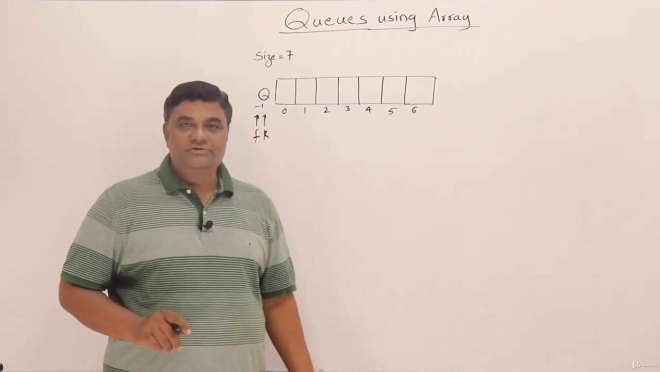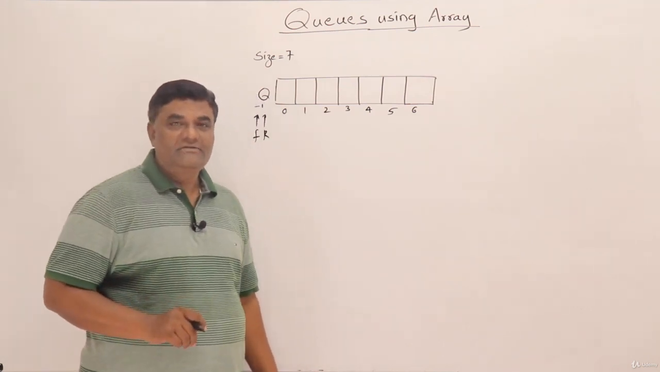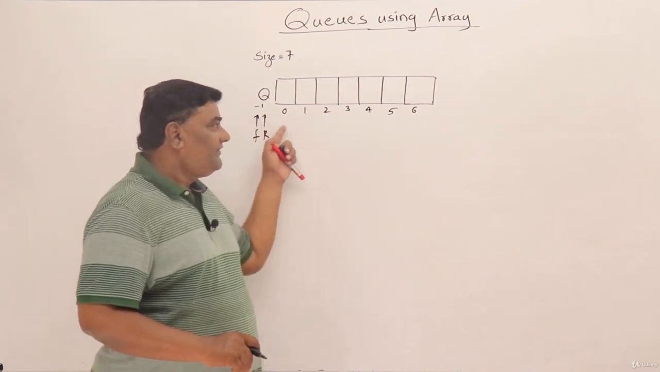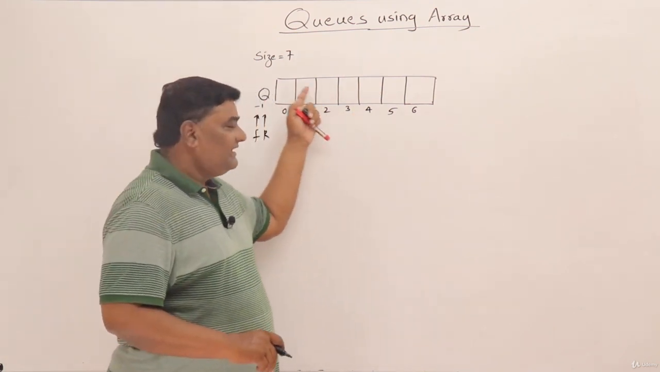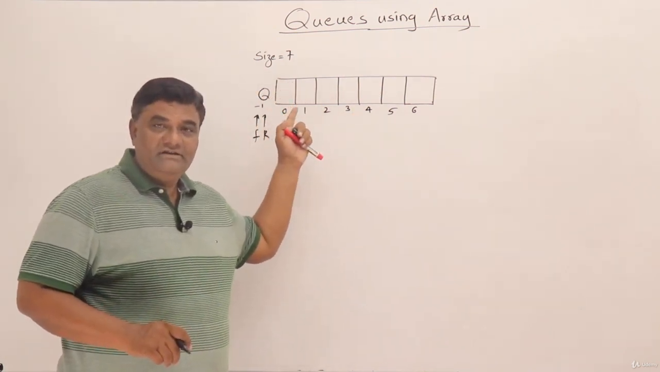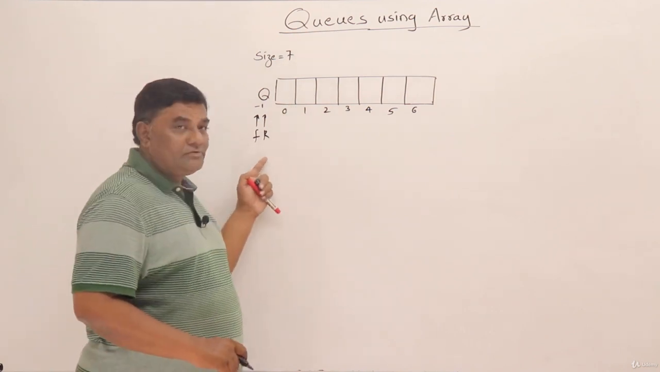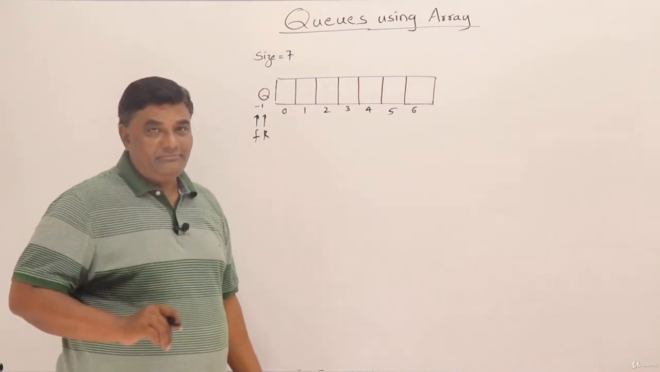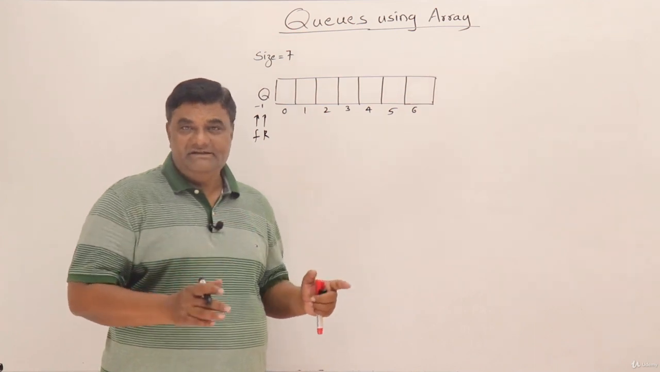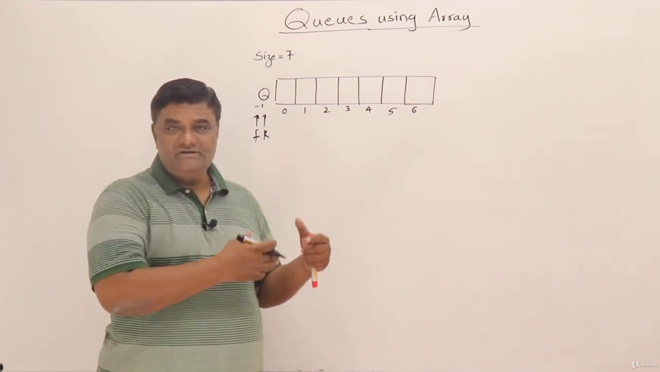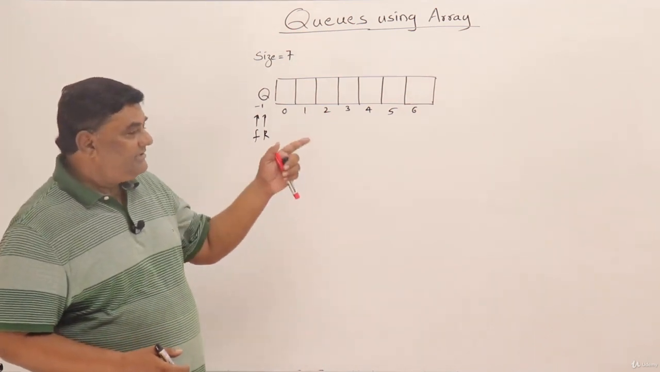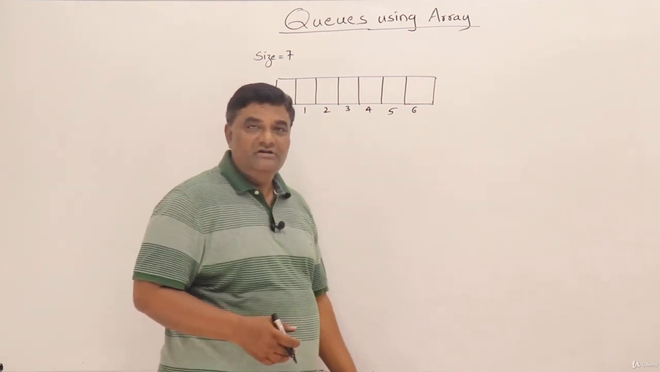For implementing a queue using an array, we require the following things: a fixed size array, and we should know the size of the array or queue. Then we also need two pointers, the front and rear pointers. All these things we can combine together under a structure, because all of them are related to a queue. So let me define a structure for a queue.